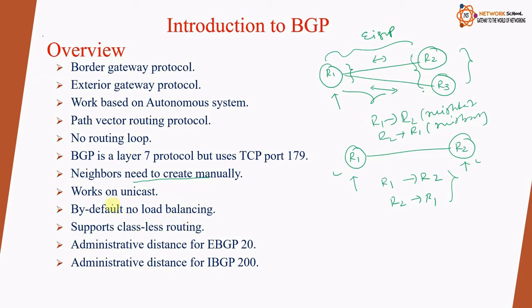Okay, so it works on unicast. BGP is a protocol that always works on unicast. Since we are making the neighborship manually, we have to go to R1 and specify that R2 is your neighbor.